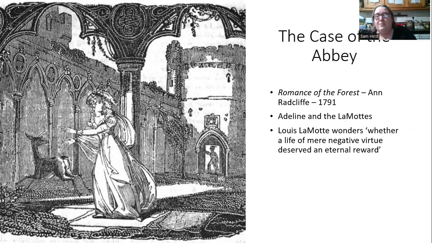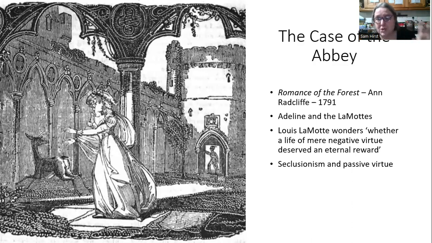The son of the family, Louis Lamotte, at one point wanders around a graveyard attached to the monastery, and he looks at the graves of the monks specifically and wonders whether a life of mere negative virtue deserved an eternal reward. So he is essentially engaging in that critique of monasticism and negative virtue. But this is a broader subtext throughout the whole novel, and this reflection on the monastic graves is just one part of this wider theme, in which seclusionism and passive virtue is critiqued.